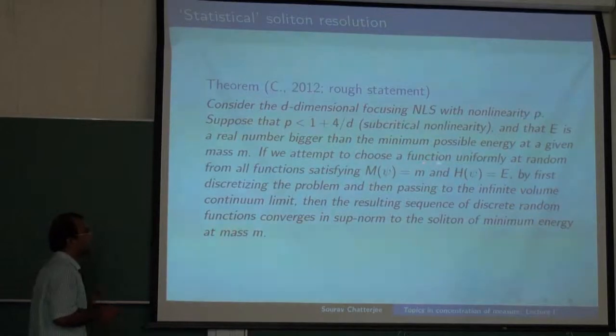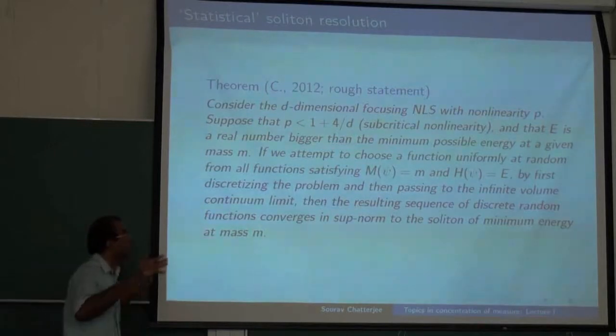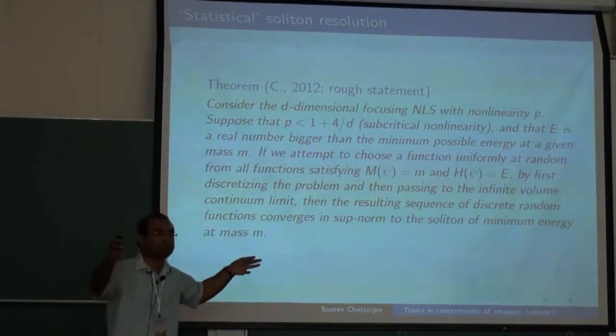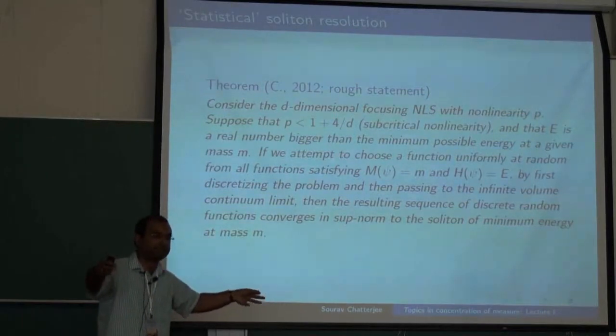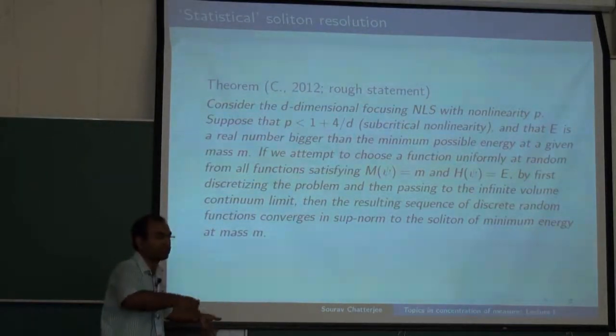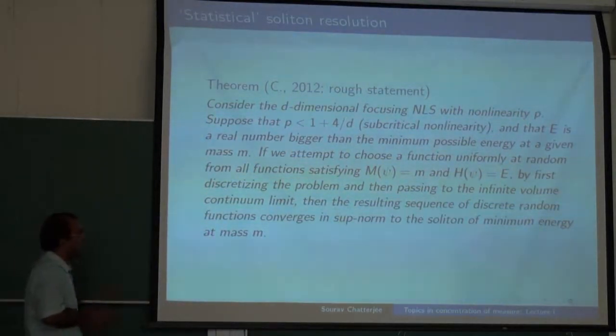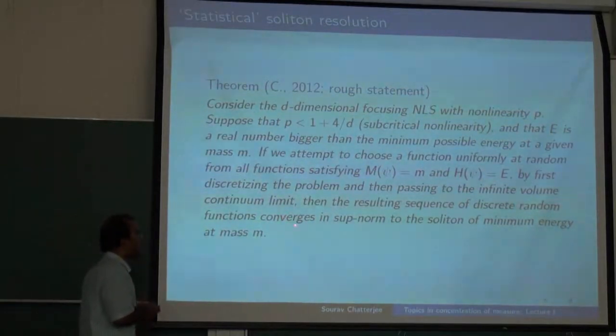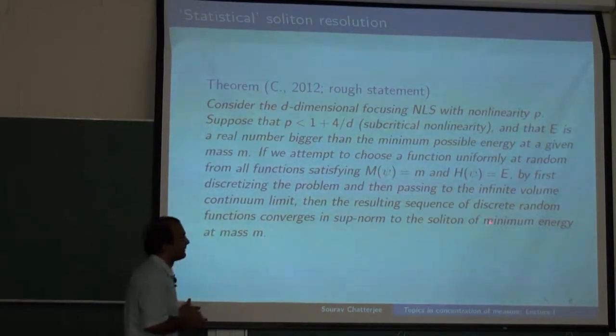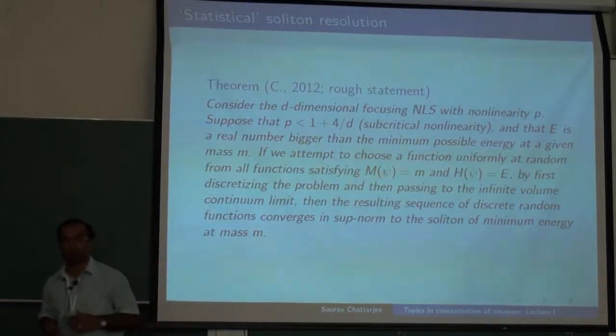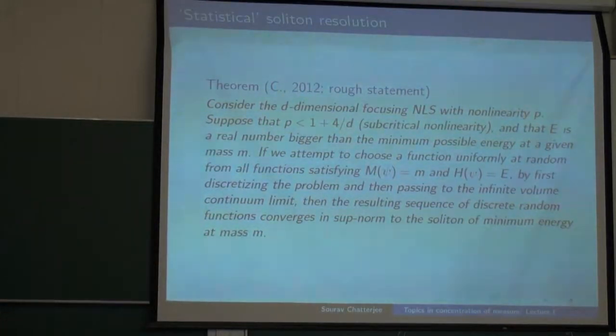If we attempt to choose a function uniformly at random from all functions satisfying these two constraints, and how do I do this? I discretize the problem. Instead of the continuum problem, I take a discrete grid, define a discrete mass and discrete energy, which correspond to the mass and energy of the discrete nonlinear Schrodinger equation. I discretize everything and make it also finite volume. Then I take the volume to infinity and the discretization to 0. Then the sequence of discrete random functions that you get converge in sup norm to the ground state soliton, the soliton at minimum energy.